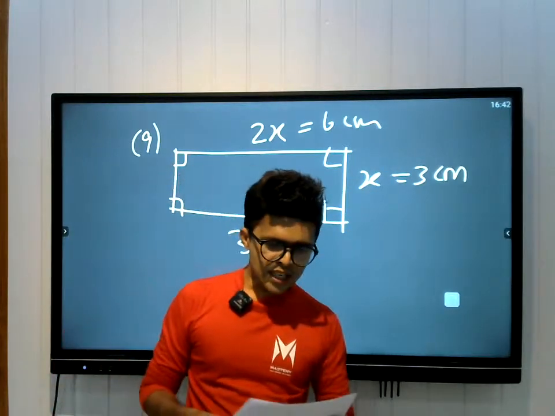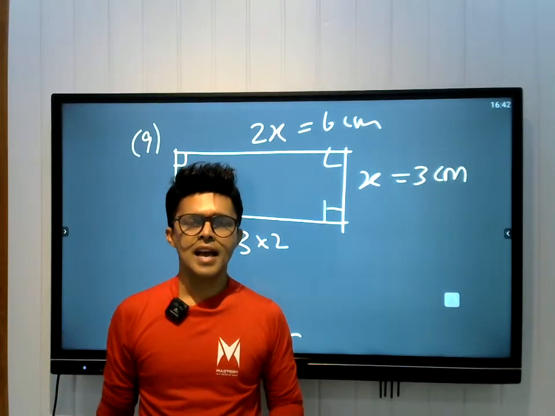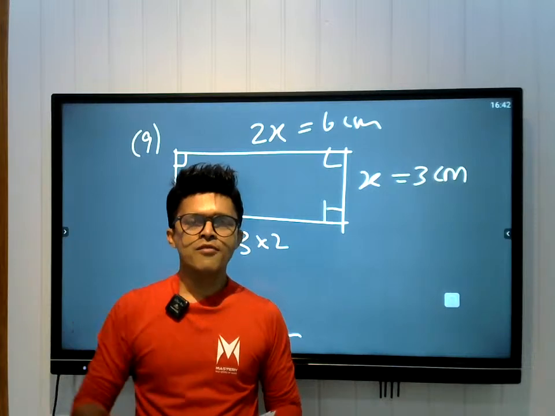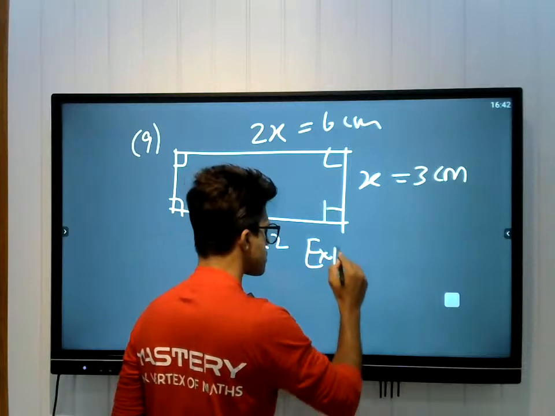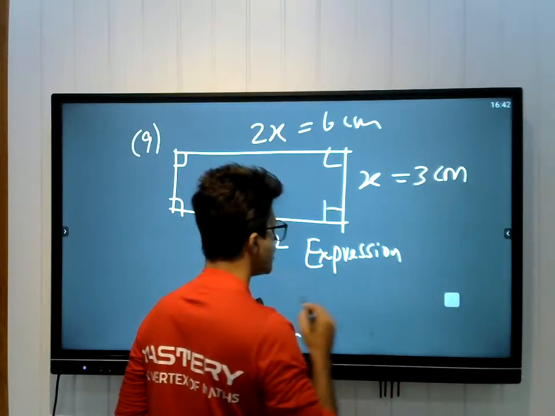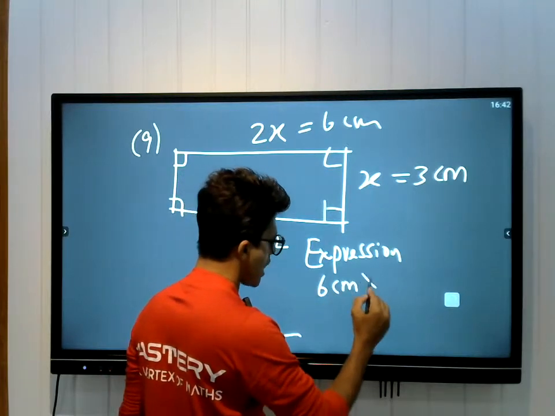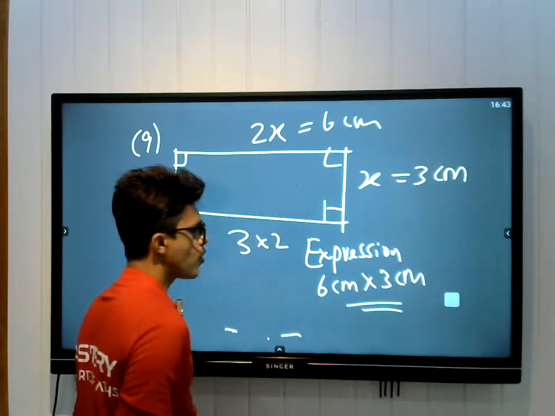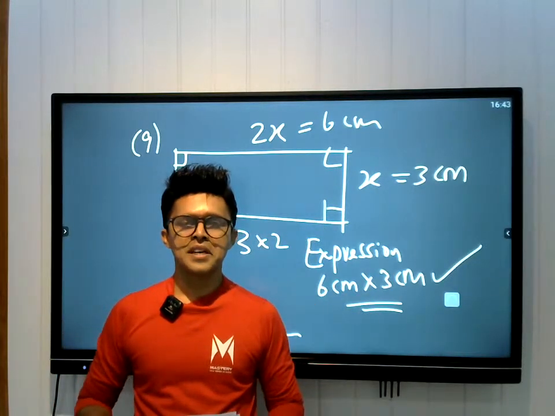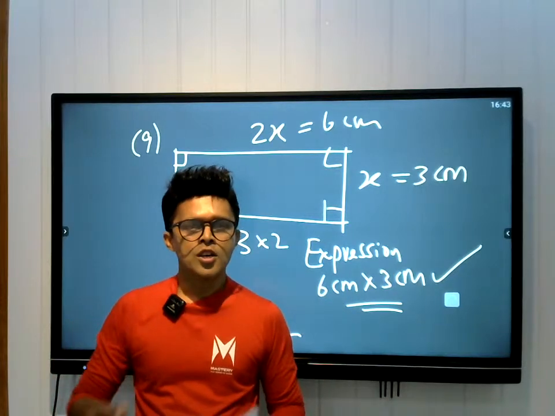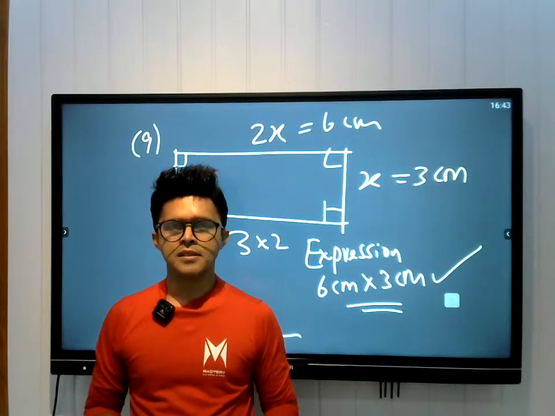What we have to do in the question is get an expression for the area of this rectangle. Expression, don't simplify it. So you could get 6 cm times 3 cm. This is the answer. Don't simplify this. You need to get an expression. The area of this rectangle would be 18 cm squared if simplified, but we don't want that. Get an expression.